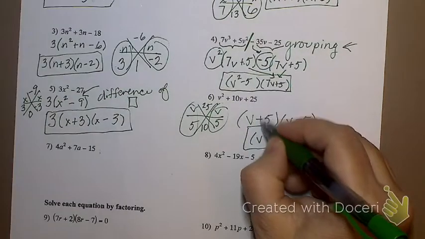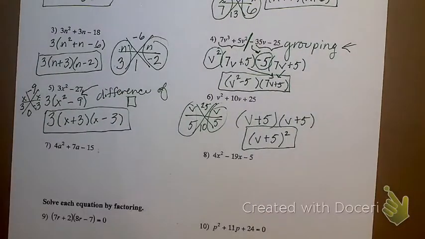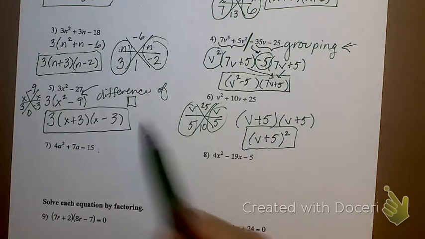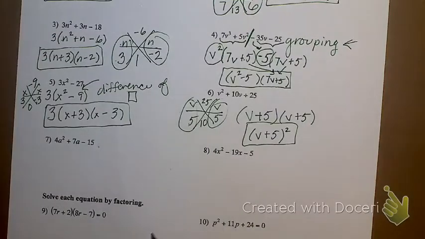Sorry, that is supposed to be a plus. Thank you for catching that. Oh, I thought I was wrong. Why is it a plus and not a minus? Because those are positive 5s, not negative 5s.